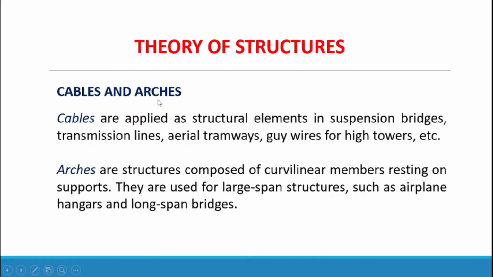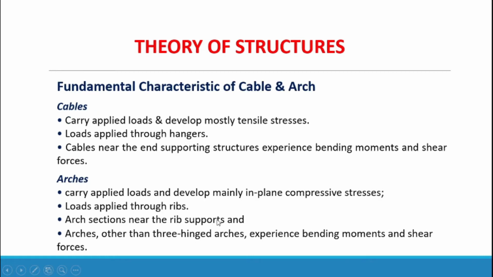Next, cables and arcs. First, cables are applied as structural elements in suspension bridges, transmission lines, aerial tramways, and guy wires for high towers, and arcs are structures composed of curvilinear members resting on supports. They are used for large span structures such as airplane hangars and long span bridges.